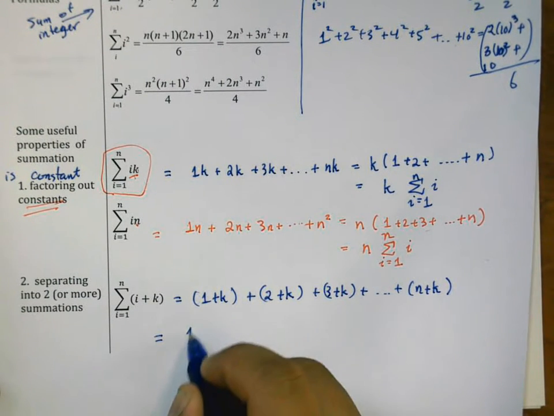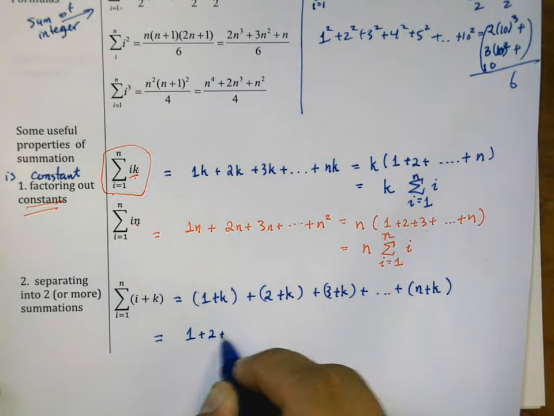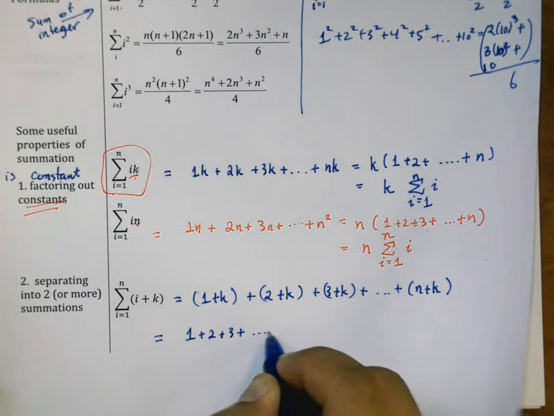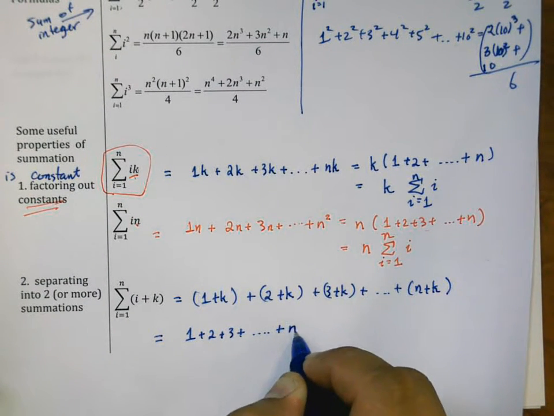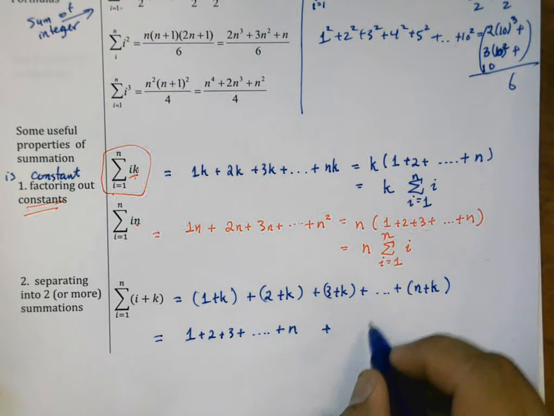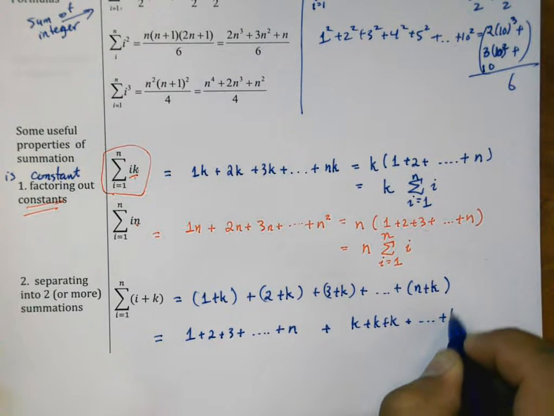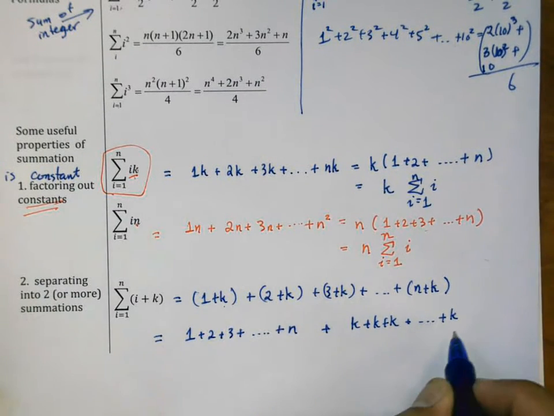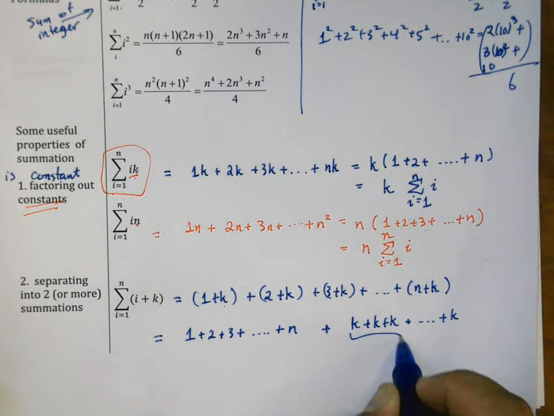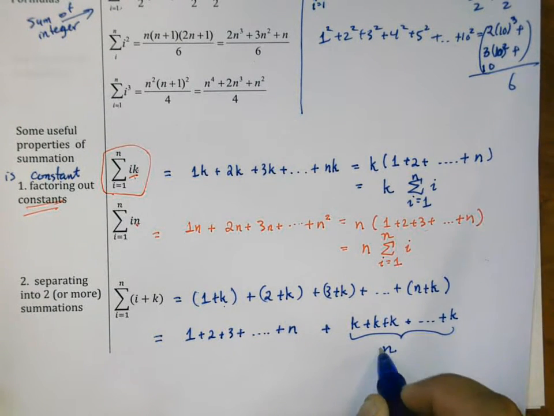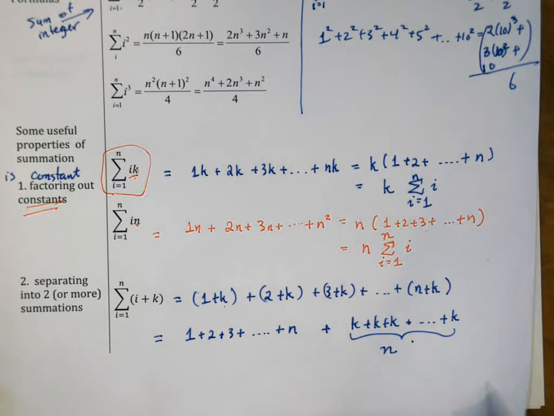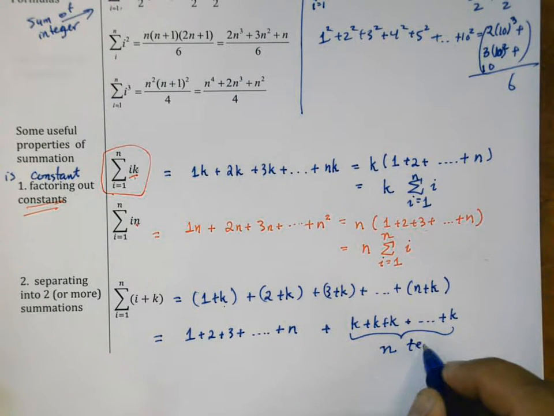So we can just rewrite this as 1 plus 2 plus 3 plus ... plus n plus k plus k plus k plus k. So we're going to rip out all these k's and just regroup them, and we're going to have n k's, or n terms here.